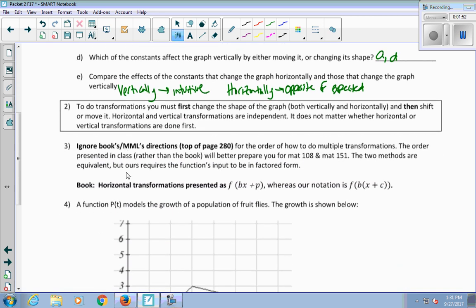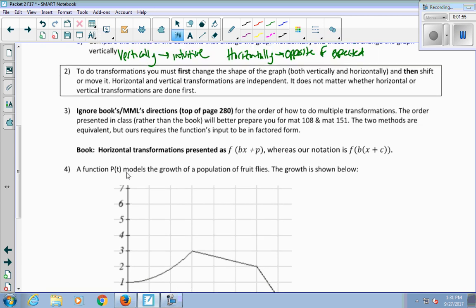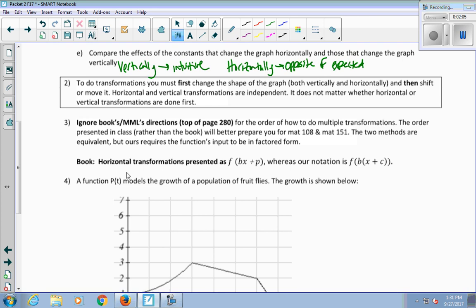To do transformations, if you have multiple transformations, you first always change the shape of the graph, vertically and horizontally, and then shift it or move it around. Horizontal and vertical transformations are independent, so it doesn't matter whether you do horizontal or vertical transformations first. But you do always have to change the shape and then do your shifting.